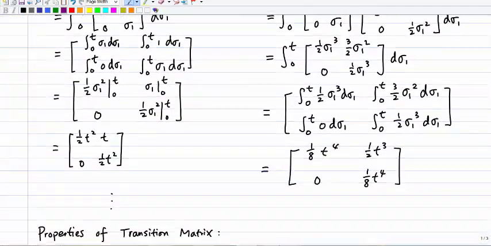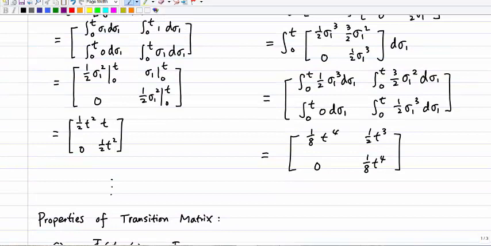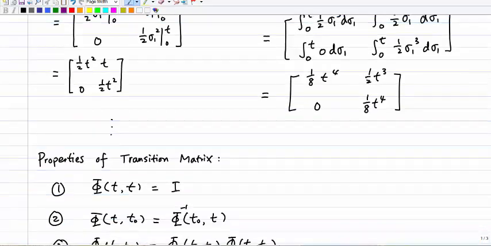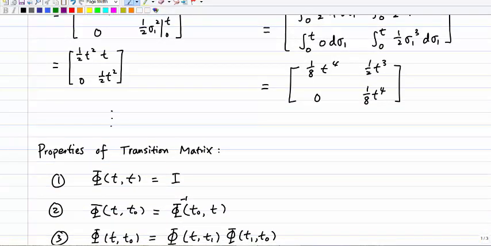All right. So in the next few minutes, I'll talk a little bit about the state transition matrix and how we actually figure out the solution of a linear time invariant system. So, some nice properties of the transition matrix.